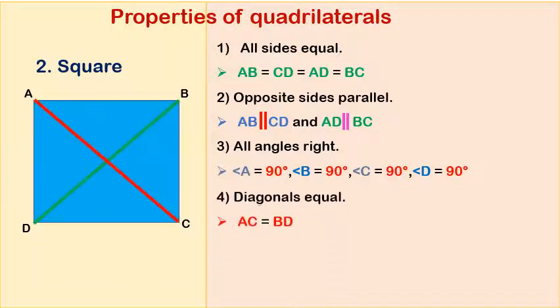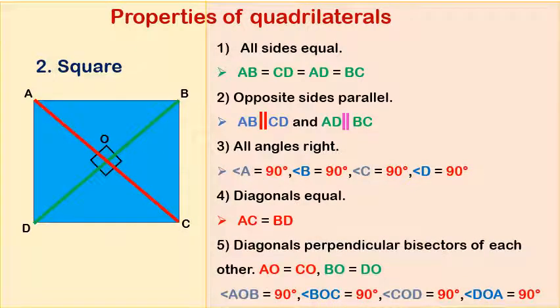Here you can see diagonals are equal in length, which means diagonal AC equal to diagonal BD. And here diagonals are perpendicular bisectors of each other, which means diagonals divide one another into two equal halves and make right angles. So AO equal to CO, BO equal to DO, and angle AOB equal to 90 degrees, angle BOC equal to 90 degrees, angle COD equal to 90 degrees, and angle DOA also 90 degrees.